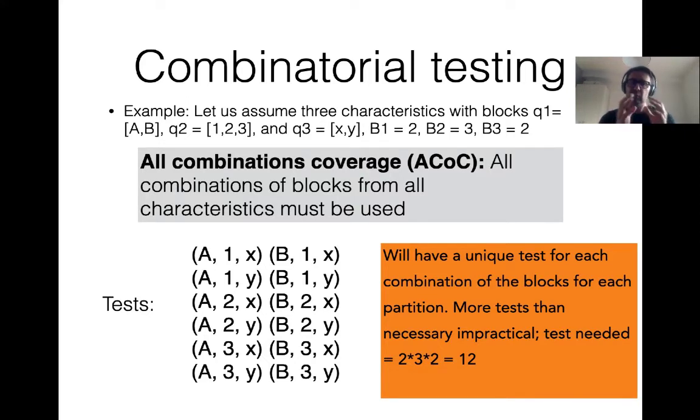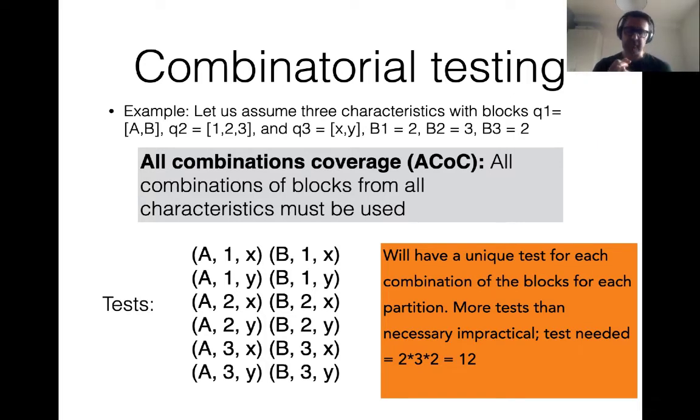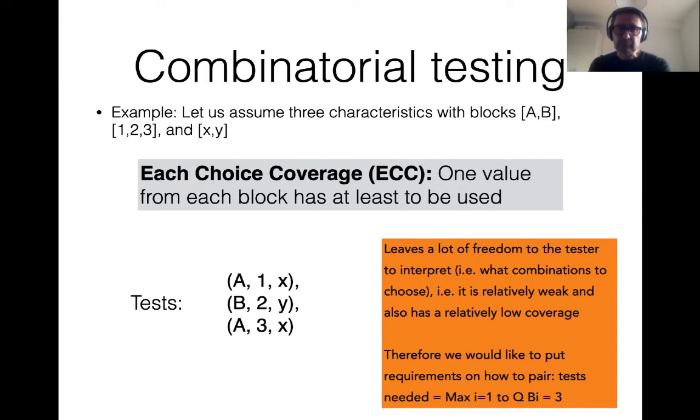So if you take all combinations coverage, all combinations of the blocks from all characteristics must be used. This means 2 times 3 times 2, meaning 12 test cases here, right? And this is of course possible, 12 test cases in this case, but you can easily see that if we have a lot more classes within one of the conditions, this will quickly grow. Or if you have many more than 3 different characteristics, this will also be very impractical. Each choice, much simpler.